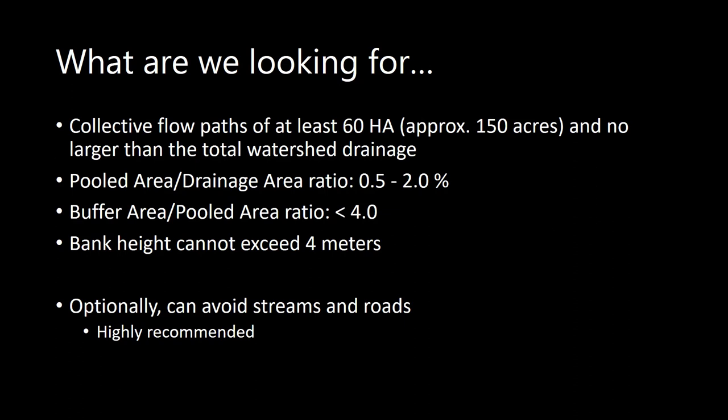The criteria that we use includes having a collective flow path of at least 60 hectares or approximately 150 acres. And it can't be any larger than the total watershed drainage, which makes a lot of sense. The pooled area and drainage area ratio must be between 0.5 to 2%. The buffered area to pooled area ratio has to be less than 4. And bank height cannot exceed 4 meters. Optionally as well in the tool, you can choose to avoid streams and roads, which is highly recommended.